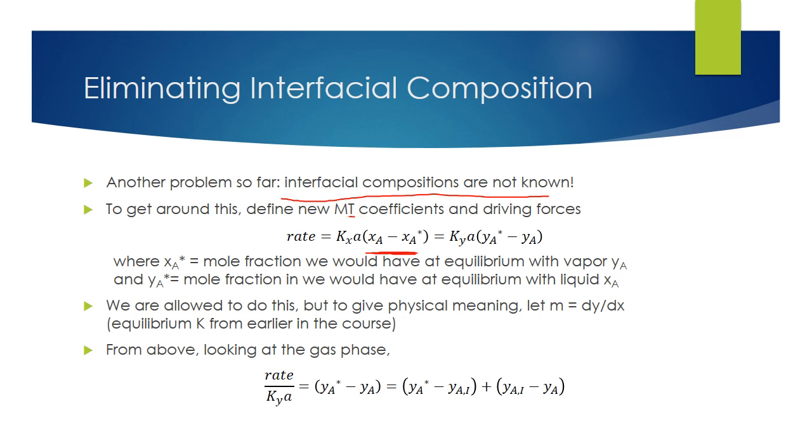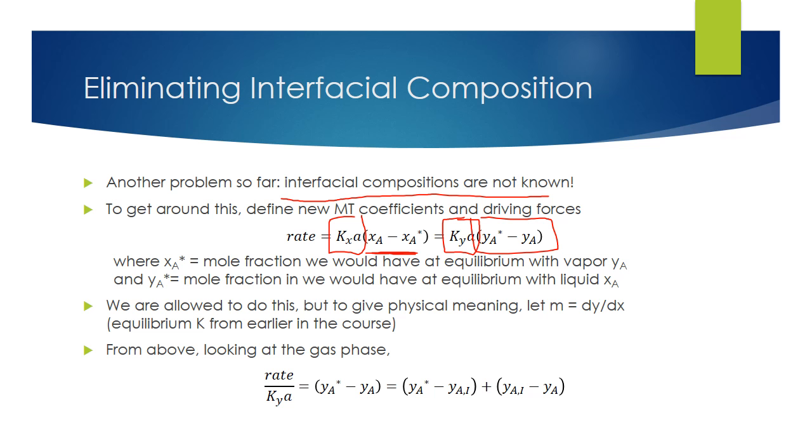So we're going to define a new mass transfer coefficient, and to be consistent with Wankat and other sources, we'll call it capital Kx, and it's multiplied by A, and then that's multiplied by this difference between the bulk mole fraction and the mole fraction we would have at equilibrium. And that's going to define our new rate. And then similar for the vapor phase, we have a new mass transfer coefficient, capital Kya, and a driving force Ya star, what we would have in the vapor phase at equilibrium, minus the actual composition that we have in the vapor phase.